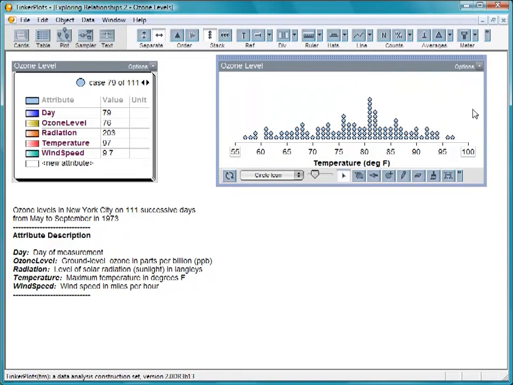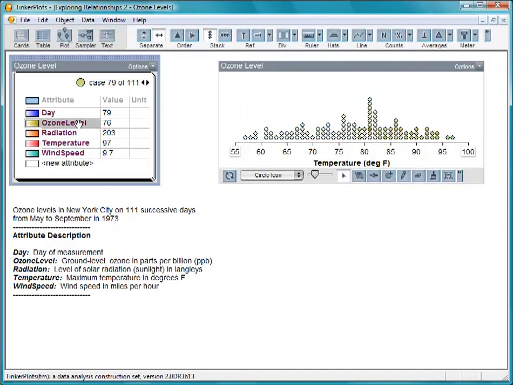Now take a closer look at just the temperature graph. Click on ozone level in the data cards. This colors the cases in the temperature graph according to their ozone level. The darker the color, the higher the level of ozone. Notice that, as expected, the darker colors for ozone appear on the graph where the temperatures are also higher. This agrees with the previous claim that days with higher ozone levels are associated with days with higher temperatures.